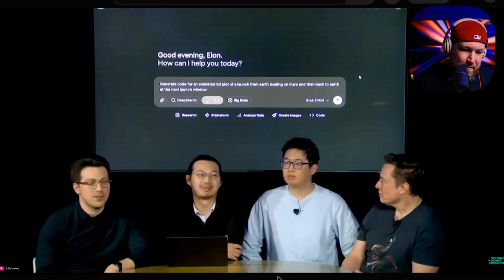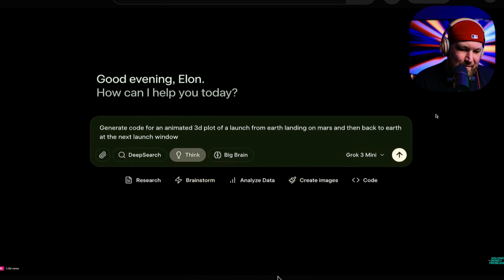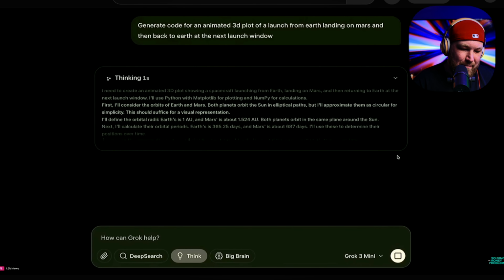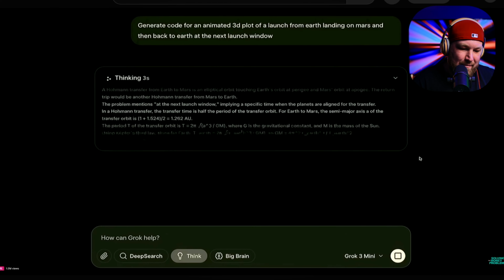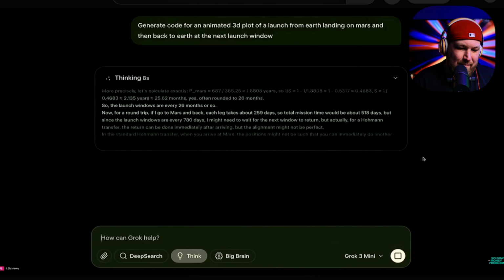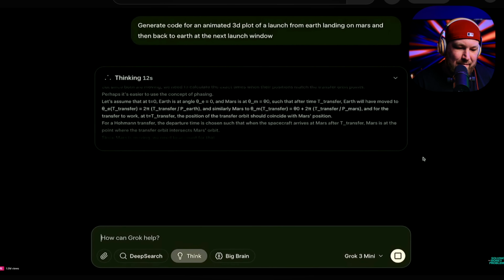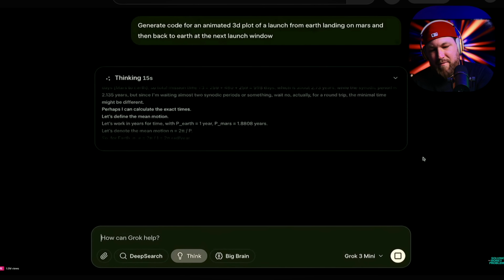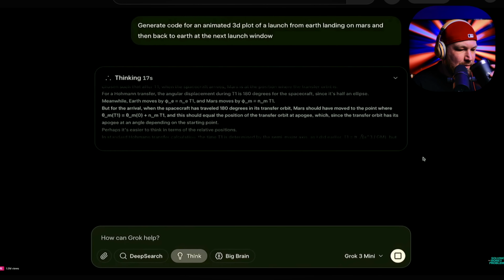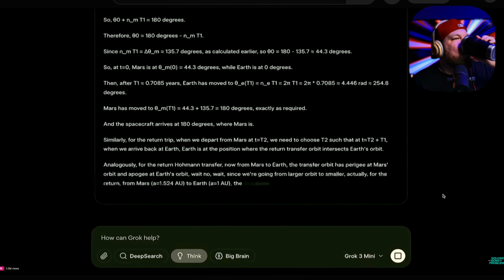Yeah, exactly. This is the Grok interface, and we've typed in this text that you can see here: generate code for an animated 3D plot of a launch from Earth, landing on Mars, and then back to Earth at the next launch window. And we've now kicked off the query, and you can see Grok is thinking. So part of Grok's advanced reasoning capabilities are these thinking traces that you can see here. You can even go inside and actually read what Grok is thinking as it's going through the problem, as it's trying to solve it.